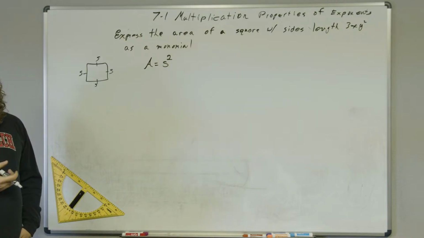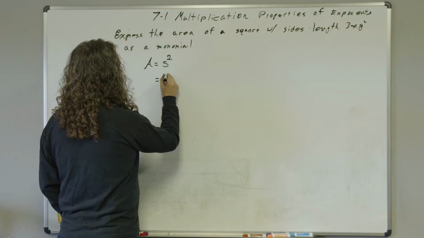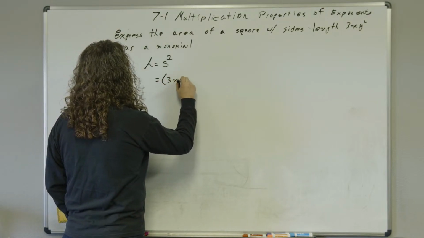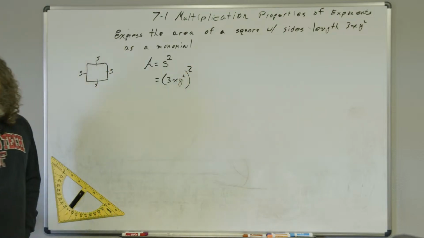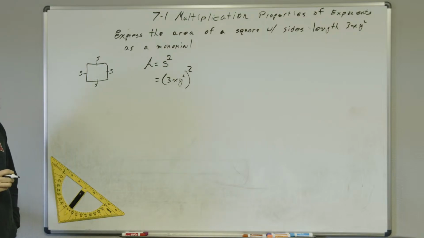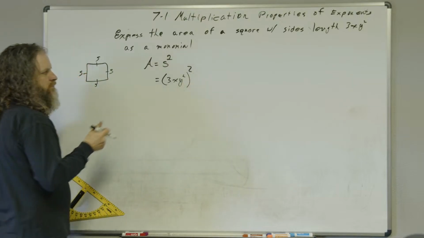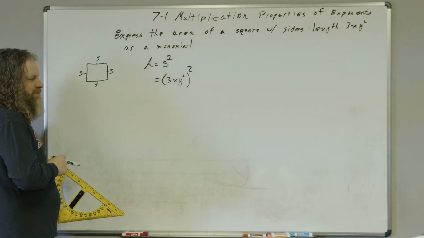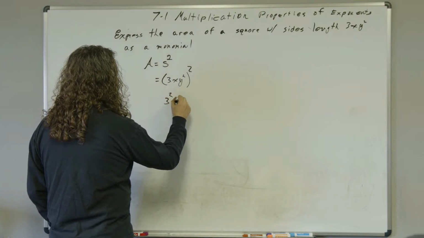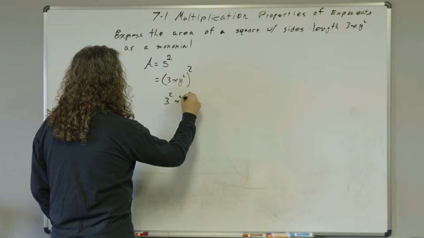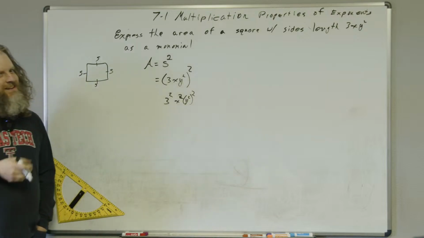So now what could we do? We could plug in 3xy squared. So this would equal 3xy squared, squared. Now we need to clean that up and make it less ugly, right? So what do we need to do? Use the power of a product, that's true. So 3 squared, x squared, y squared, squared. I'm not sure that's better.